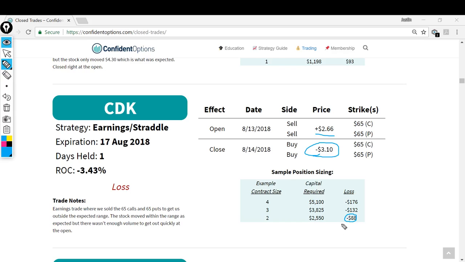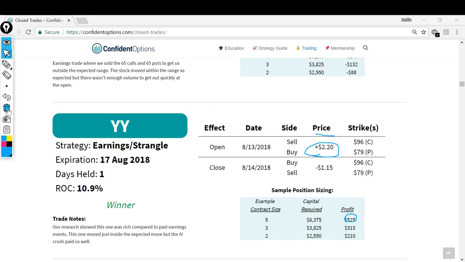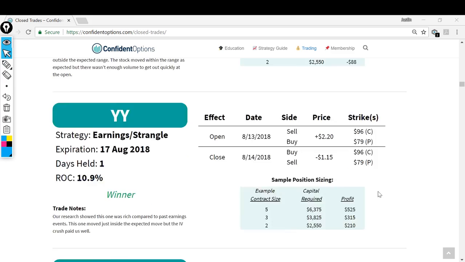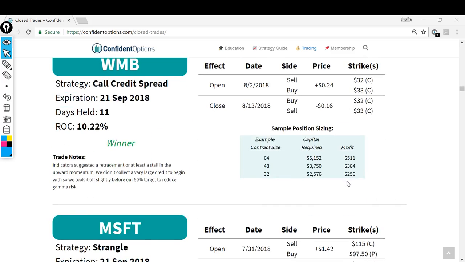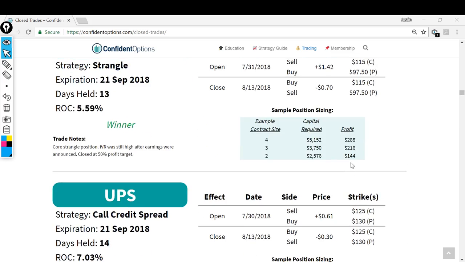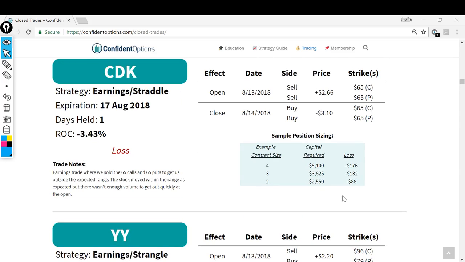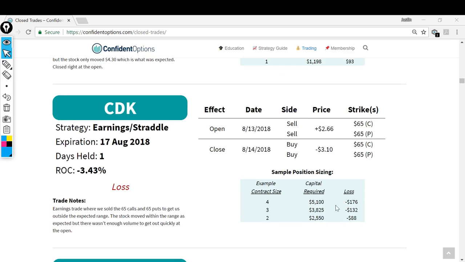Comparing a smaller account entry on this CDK to a smaller account entry on another earnings trade that we did, we had made $210. So we were only losing about half of what we would have made on some of these other trades at the small end of the scale. That's the name of the game, though. Keep those losses small, keep your winners, keep your ratio up, and you're good to go. So there's our CDK, our loss for the week, which was a straddle.